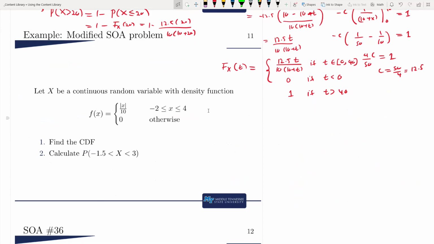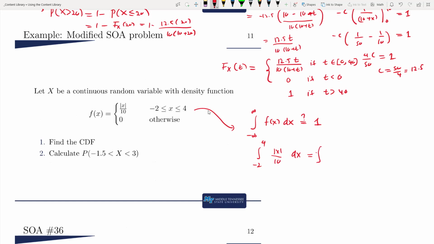This one is asking us to find the CDF. But before that, let's check whether this is a proper density function. We know that if it is a proper density function, then when we integrate from negative infinity to infinity, f(x) dx should be 1. So let's see whether that's going to be true. I'm going to integrate from -2 to 4, since everything else is 0, of absolute value of x divided by 10 dx. And I want to check whether that's going to be equal to 1.